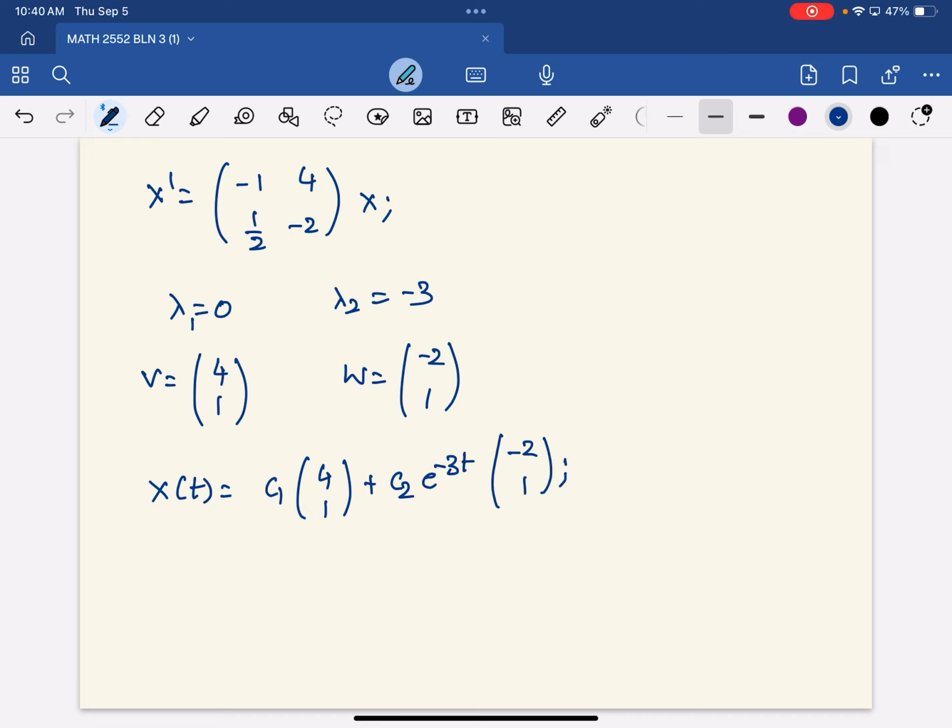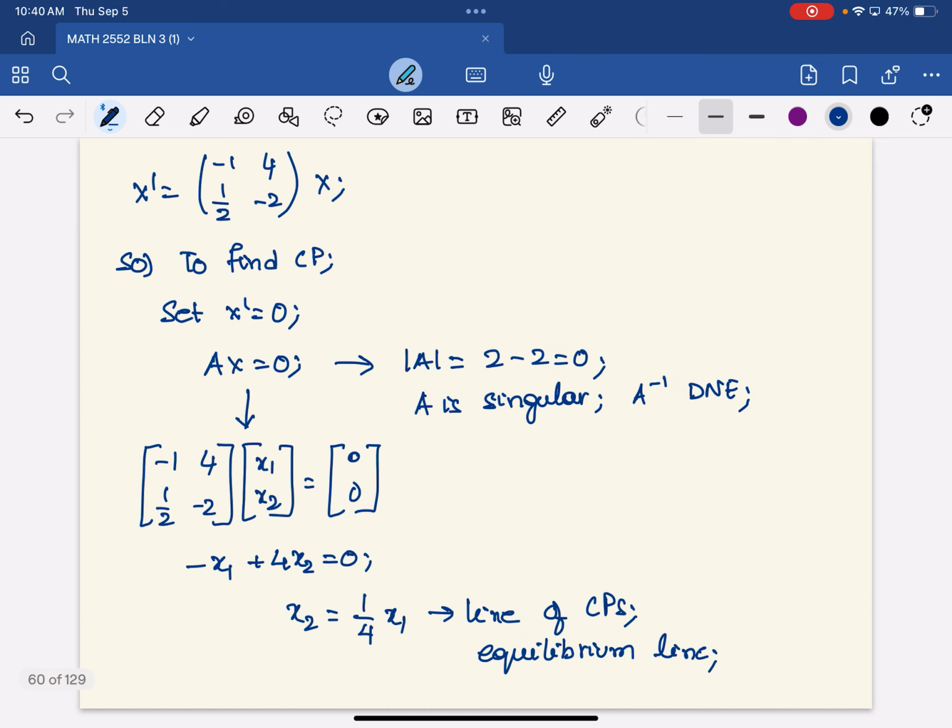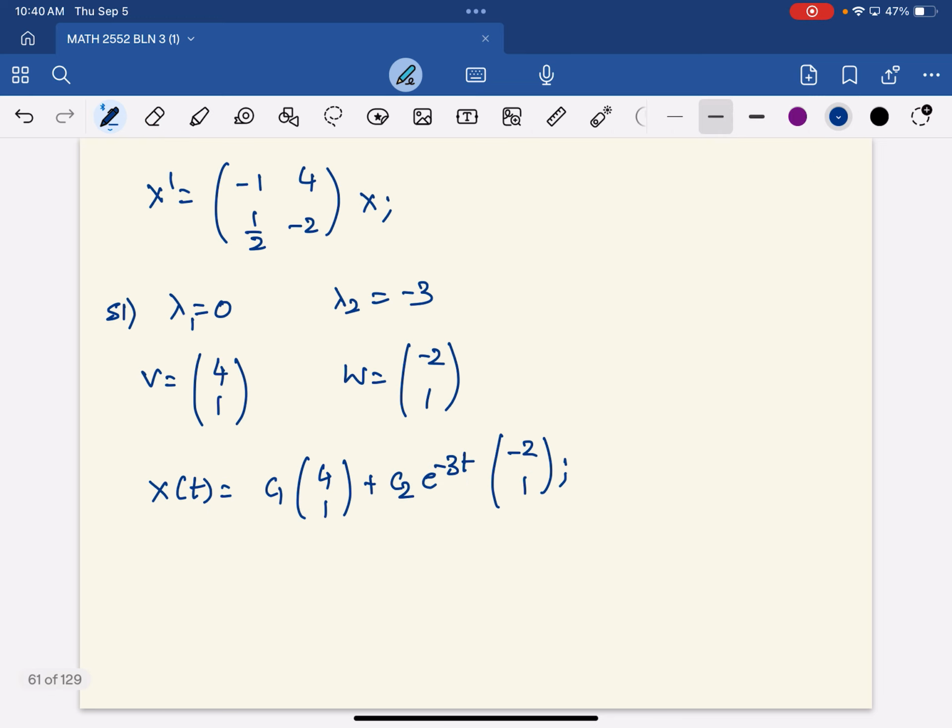So my general solution turned out to be C1 (4, 1) plus C2 e to the -3t (-2, 1). Do you agree with me on that? Step 0 is to find critical points. In this case, you have an equilibrium line, or line of critical points. Step 1 is to find eigenvalues. Step 2 is to find eigenvectors. Step 3 is to find the general solution. You got that, right?